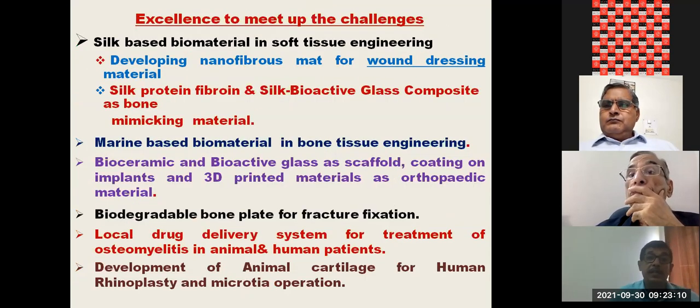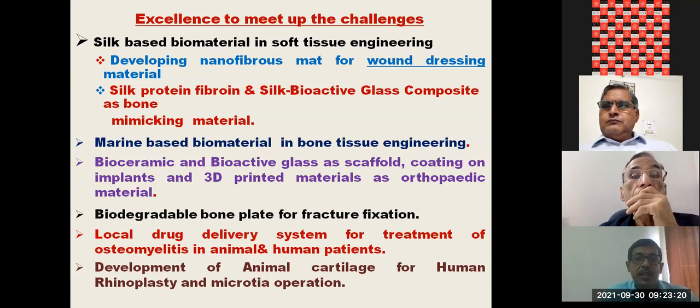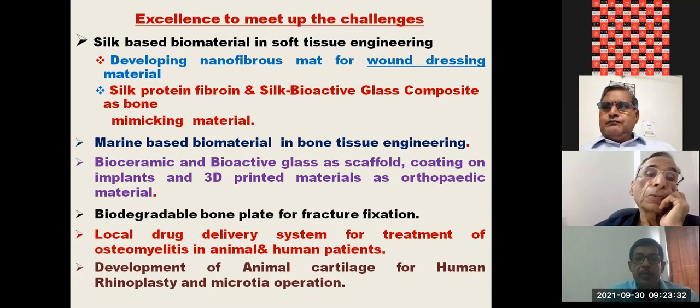To meet these challenges, during my more than 2 decades of research work, we have carried out research on silk-based biomaterial in collaboration with the Indian Institute of Science and the Indian Institute of Technology. We developed nanofibrous mats from silk protein fibroin, from Antheraea assama, Bombyx mori, etc., to develop wound dressing patches, which are affordable and can help trigger wound healing in a very easy and comfortable way and within a short time.